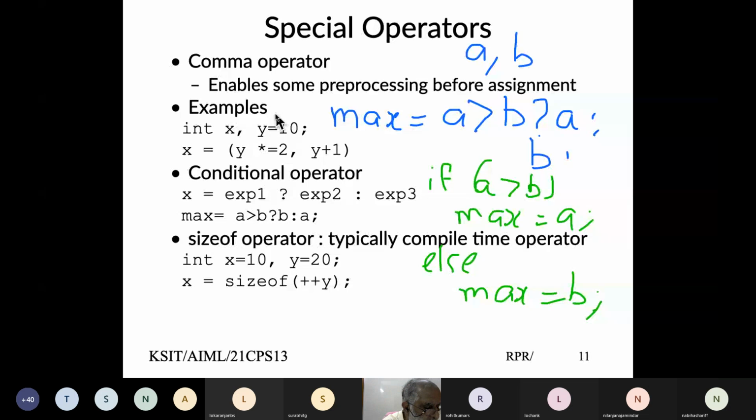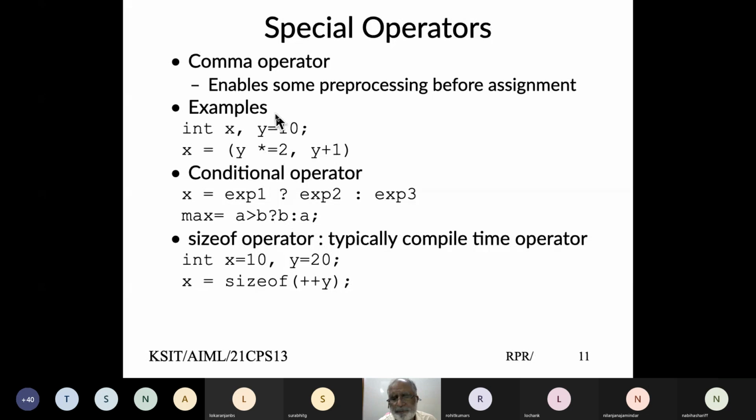Another thing, quite often there's something called the sizeof operator, and there's a misconception about the sizeof operator. Sizeof is a compile time operator, it is not a runtime operator. It basically tells the number of memory bytes a particular variable holds. The sizeof operator does not lead to any computation.